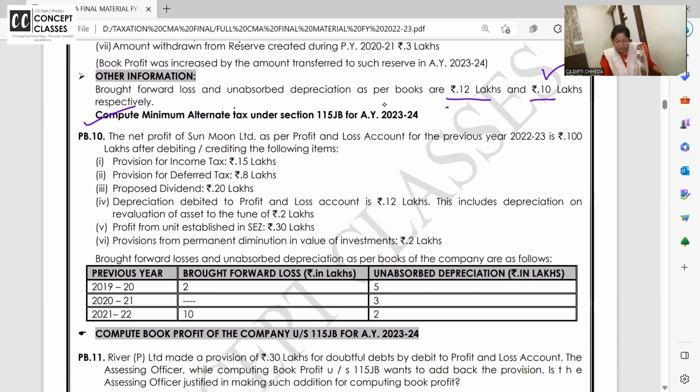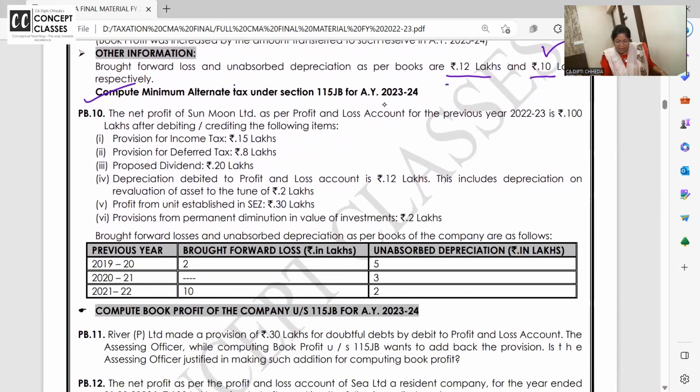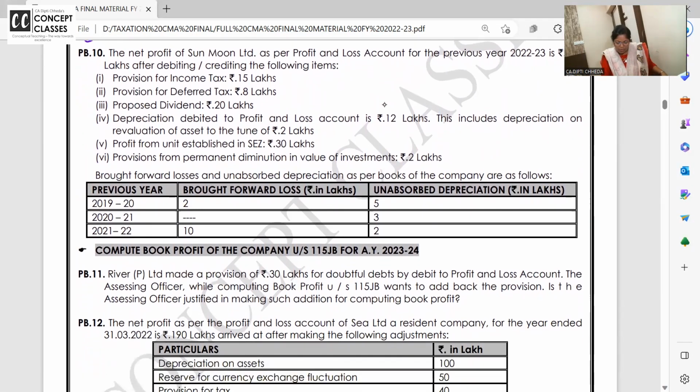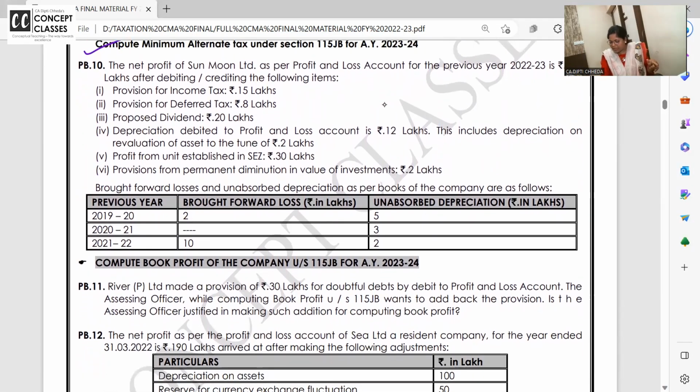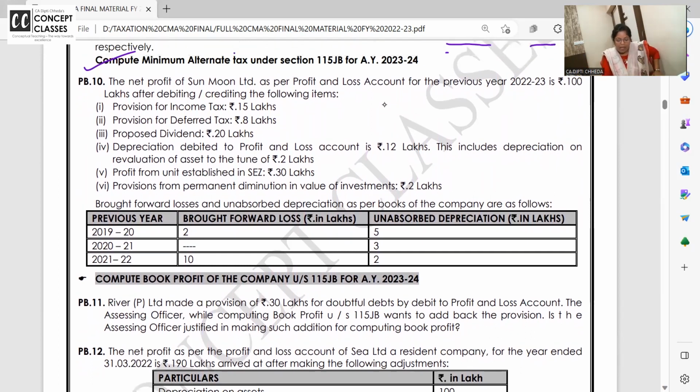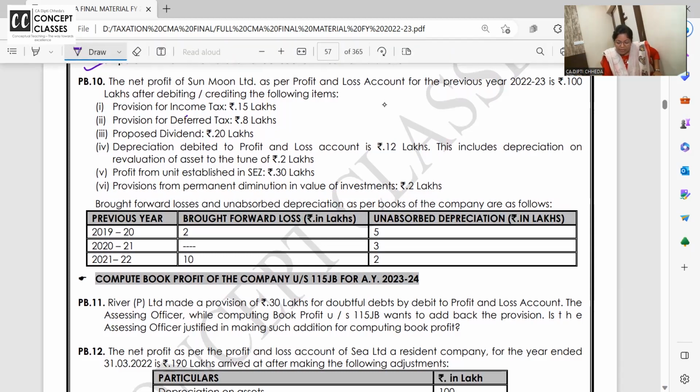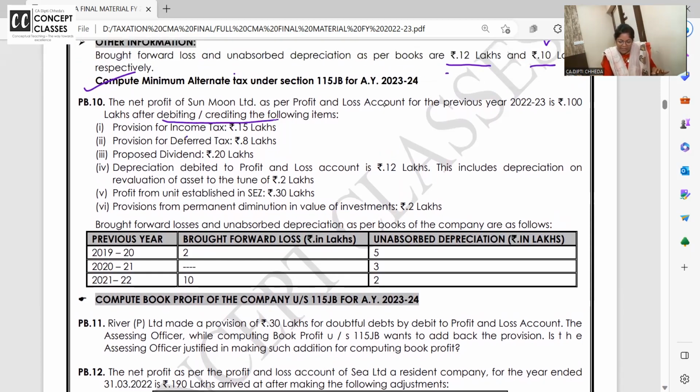Okay. So this 9th problem, I want all of you to do it on your own. The 10th one I am doing right now, and then we are closing. It is a very easy problem. Net profit is given to you, 100 lakhs. Provision for income tax 8 lakhs. Proposed dividend. Depreciation includes revalued asset. Profit of SEZ, nothing I will do. It's already credited or debited in the P&L.